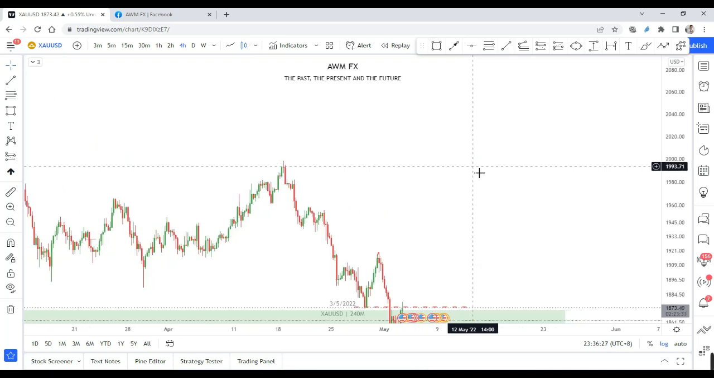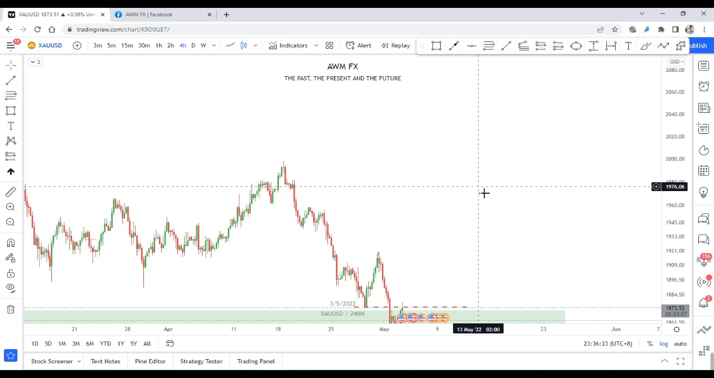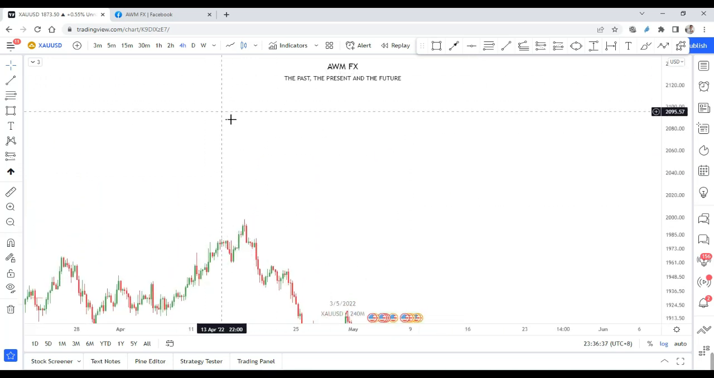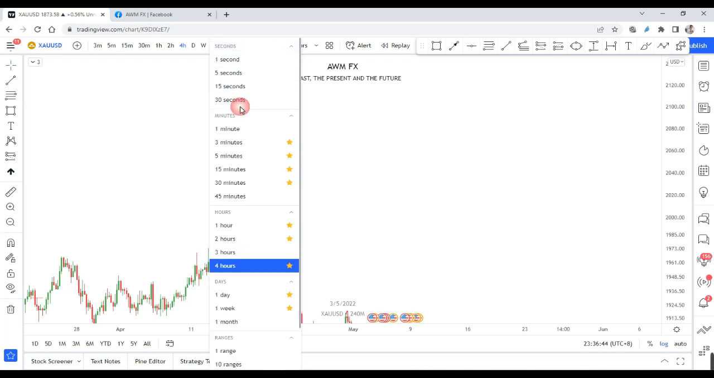So today I'm going to share a very, very important lesson with you guys. It's all about multi-time frame analysis and the importance of multi-time frame analysis, right? So basically, over here, I'm using TradingView, as you can see. It is a bit different from MetaTrader. I have a lot of time frames, a lot of funny time frames.